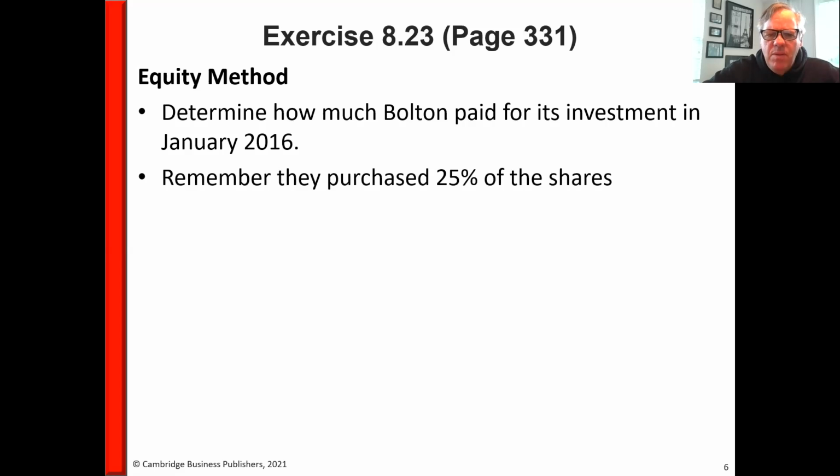And when you do that, remember that you purchased 25% of the shares. So you're not picking up all of the income, you're not picking up all the dividends, but you're picking up 25% of it. Okay, must show your calculations. I'm seeing a trend here, must show your calculations.